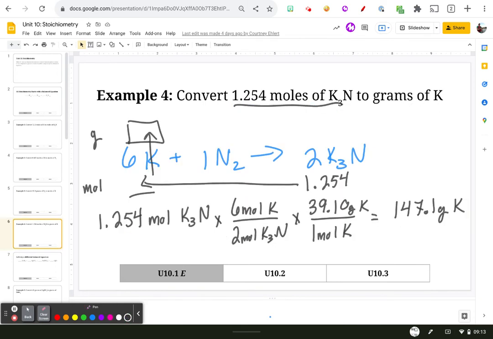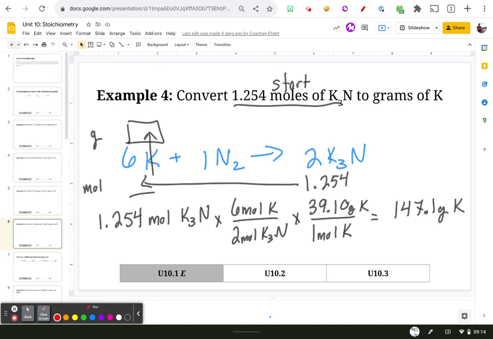All right, here we go. The way I set it up, I'm starting with the moles of K3N. So I put that down below, so those moles go down here. And then I go across to the moles of K, and then I can go from moles of K to grams. The only way you can move from one side of this equation to the other is if you have the mole ratio. I can't go from grams to grams. I have to translate the grams into moles and then work mole to mole.